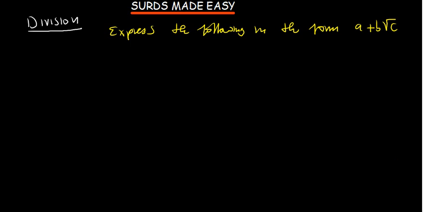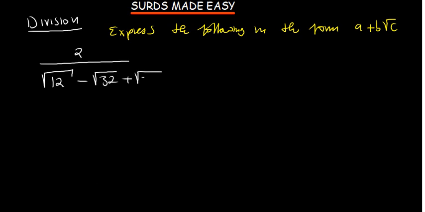So we also want to rationalize or to express in the form a plus b square root of c. We have got, let's say, a 2 divided by square root of 12 minus square root of 32 plus square root of 72. Okay, this is the question that we have. We want to express in that form. And then let's say plus a 4. Okay, this is the question.